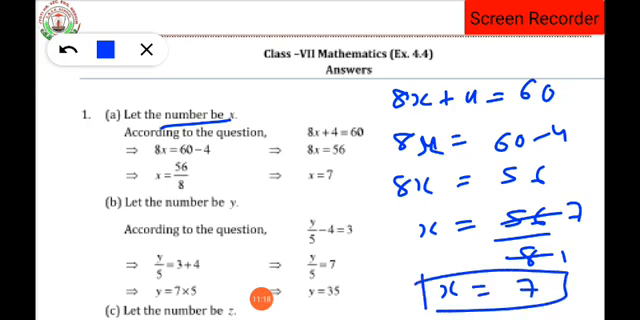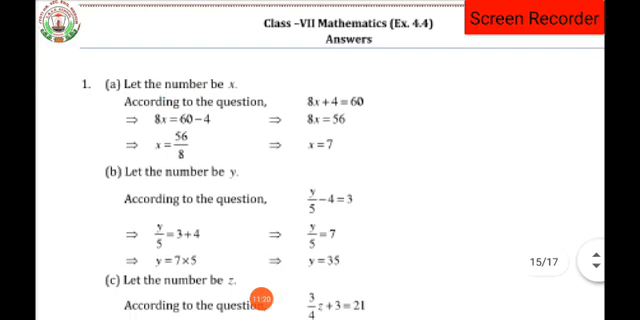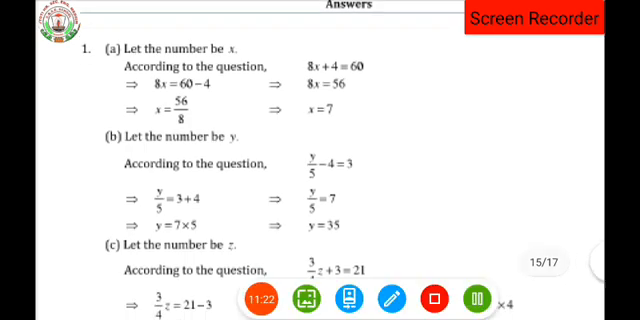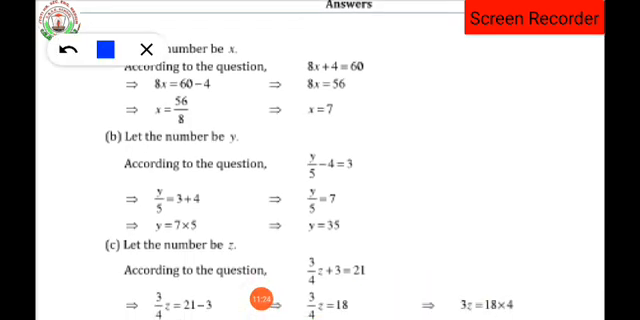We will get the required answer over here. Understood everyone? Now in the B part of the question, let's see the B part. 1/5 of a number, so let the number be y. We can consider any alphabet from A to Z. Okay, so look at the question: 1/5 of a number minus 4 gives 3.